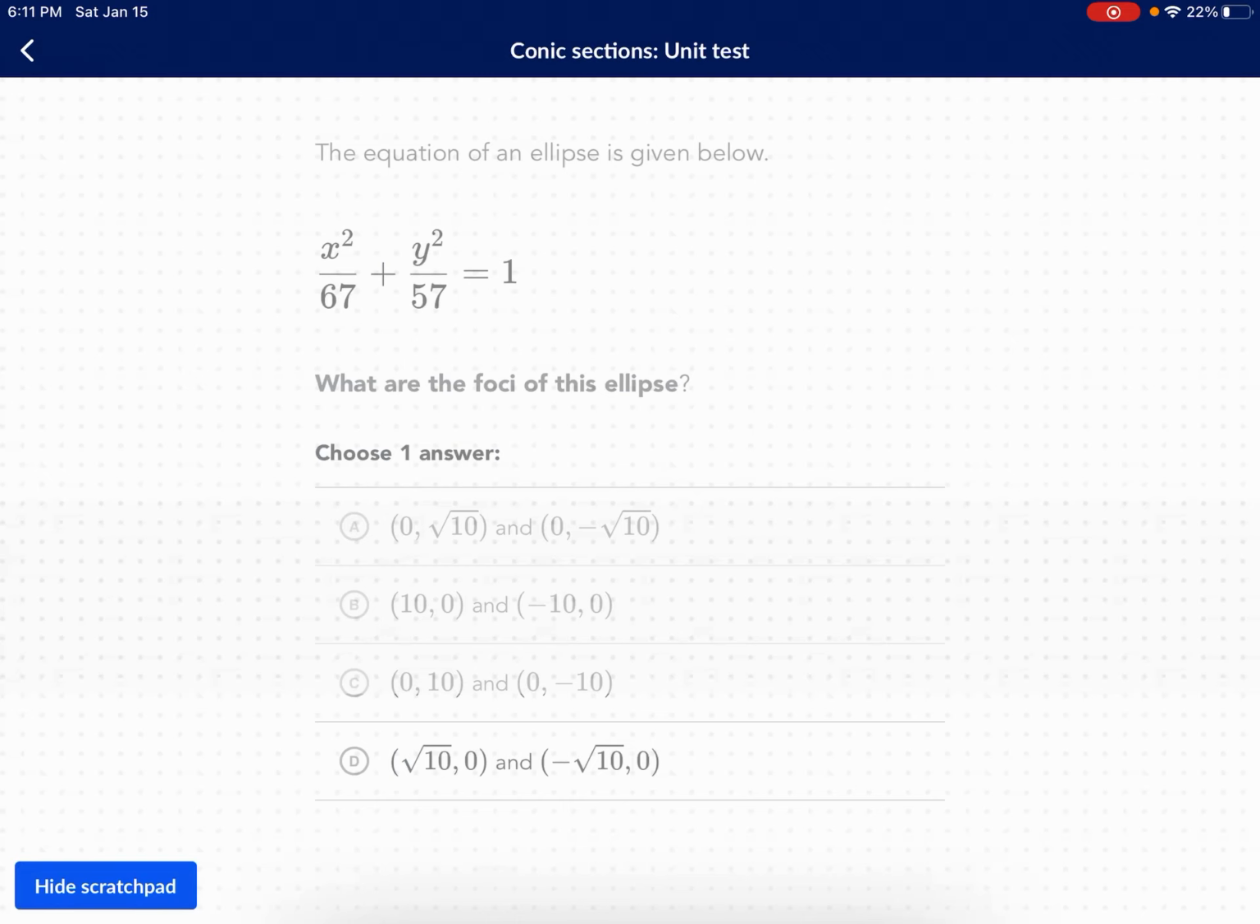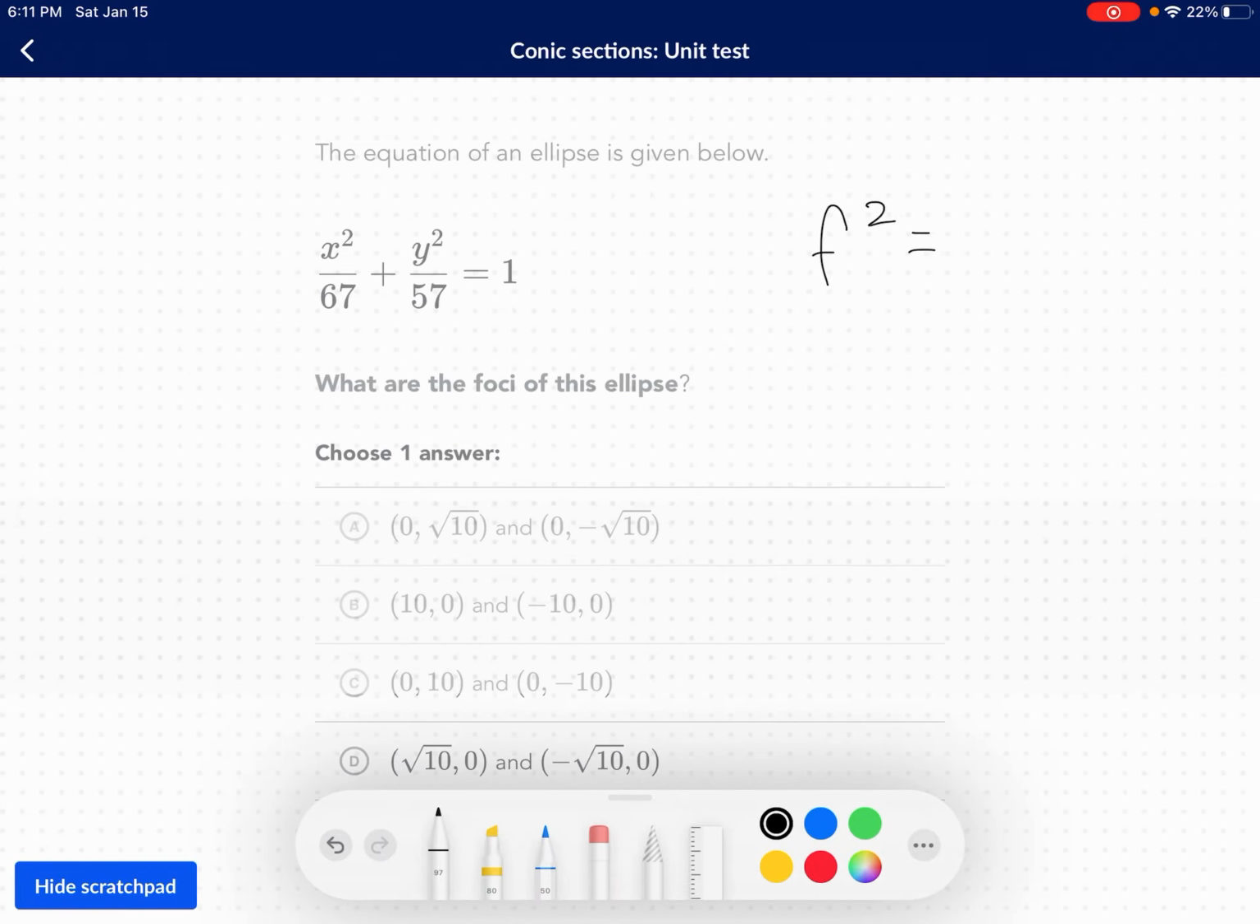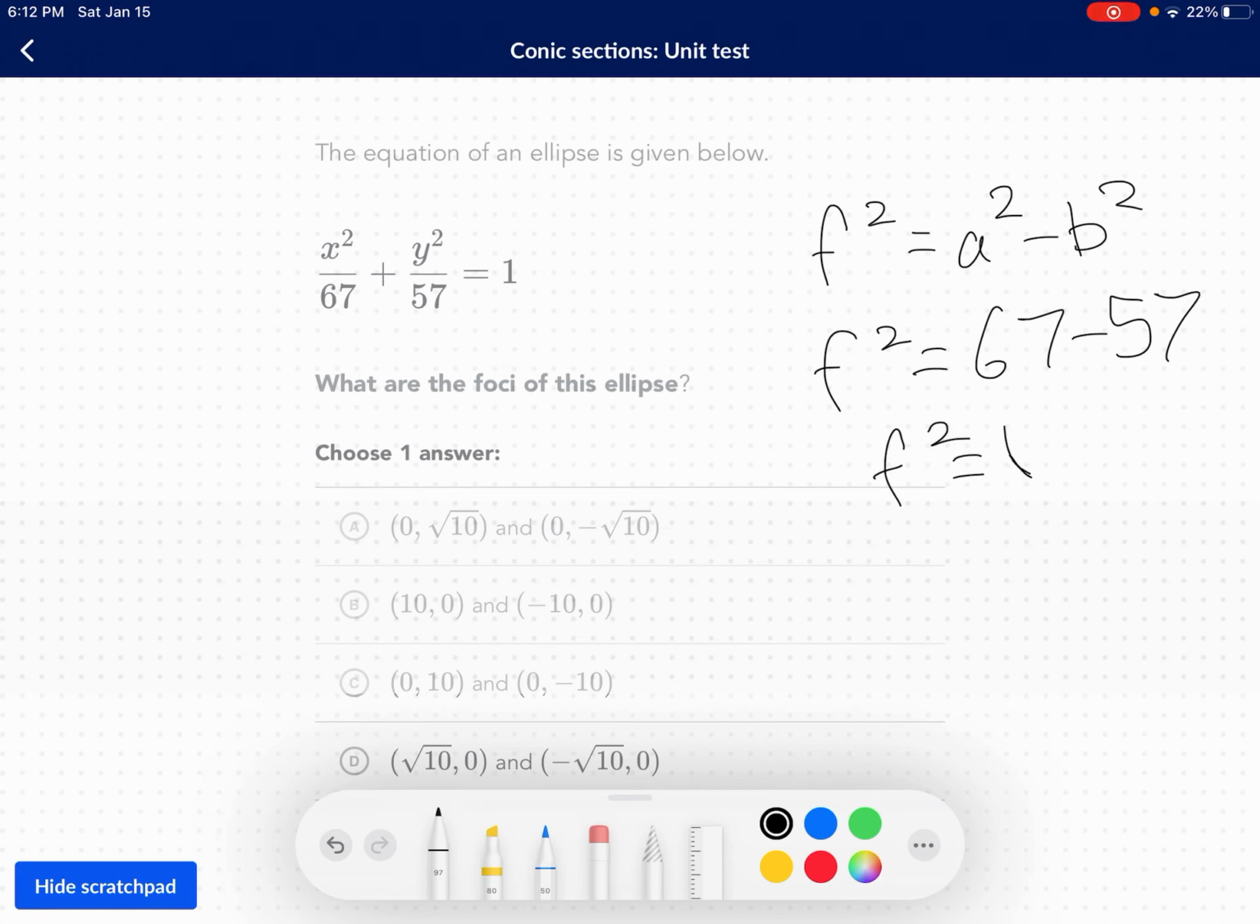Okay, what are the foci? Again, the focal length formula. I'll use a squared here because this term is larger. f squared equals 67 minus 57. The focal length is equal to root 10. Since it's at the origin, you just add or subtract root 10 on the x value. So it's not this because that's a y value, not this because I see 10, not root 10, not this either, so it has to be D.